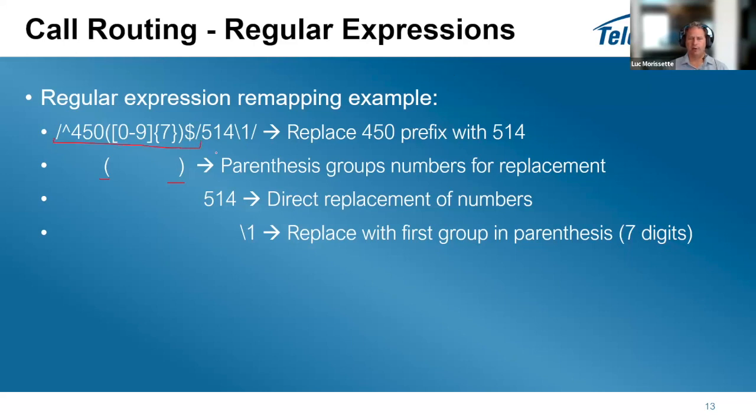Then this is the part which is the replacement. So the replacement here, it says 514. So if you put a number there without any other information, it means a direct replacement of the numbers. And then you have \1 here, which means replace with the first group in parentheses. So the resulting number will be 514, and the 7 digits which were captured here on the incoming number.